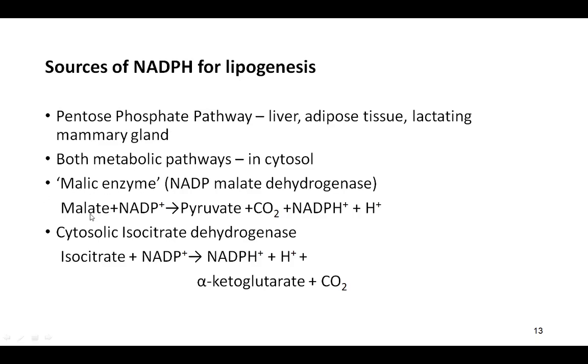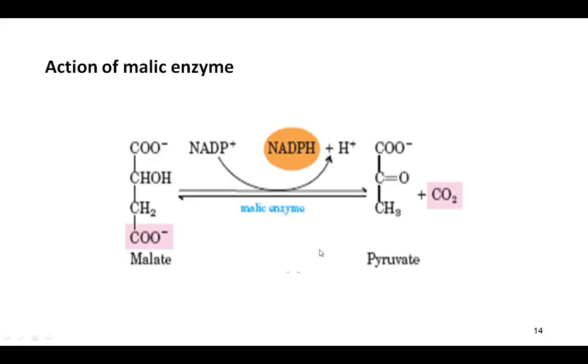Then the malic enzyme, the reaction we will see in the next step. Here you see malate plus NADP+ forms these products. You must know that from malate, pyruvate forms with CO2 plus NADPH. Now, cytosolic isocitrate dehydrogenase. Isocitrate dehydrogenase is there in mitochondria also. You must have seen the reaction for mitochondrial isocitrate dehydrogenase in carbohydrate chemistry. Isocitrate plus NADP+ forms alpha ketoglutarate and NADPH.